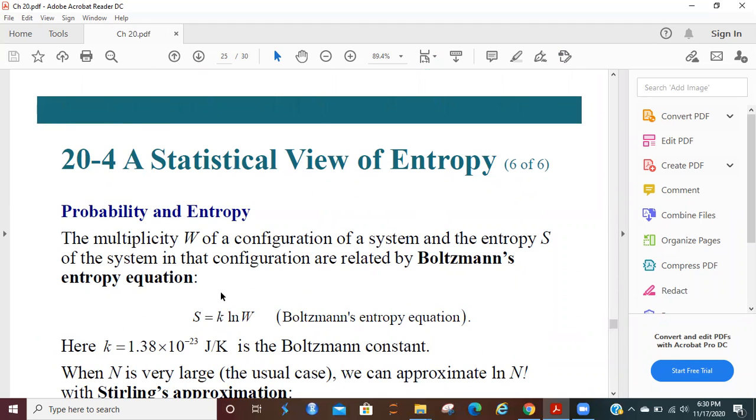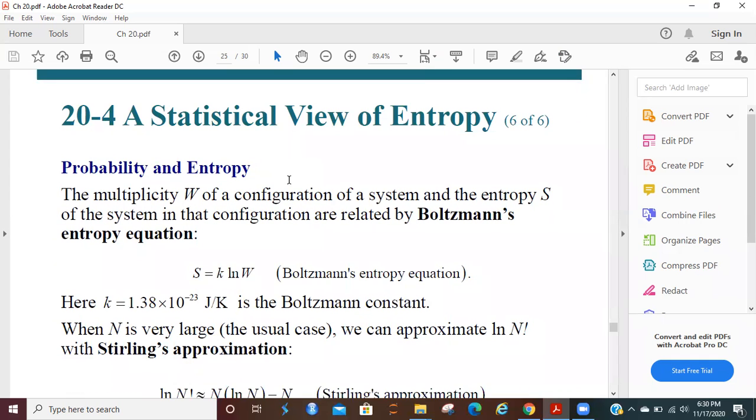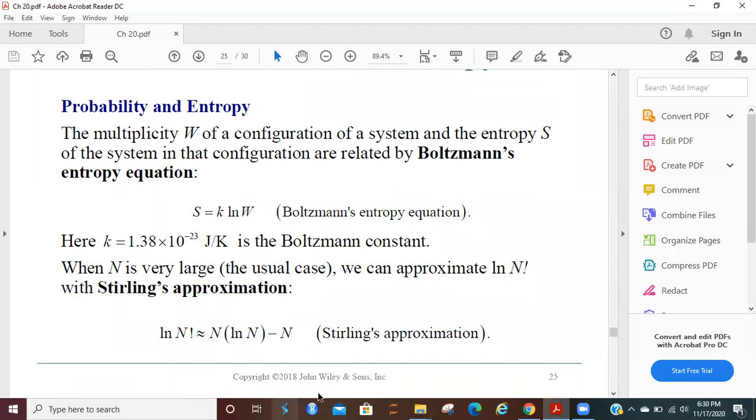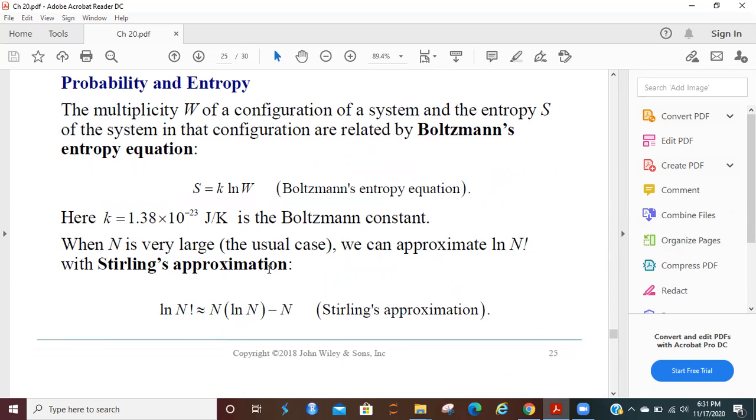So the multiplicity of a configuration of a system and the entropy of the system in that configuration are going to be related by Boltzmann's entropy equation as follows. Here, the k is going to be Boltzmann's constant. When N is very large, we can approximate the natural log of N factorial with Stirling's approximation, which is this. I've actually gone through some problems there using that. It does come in handy because you start to see exactly how large some of these macrostates can end up being.